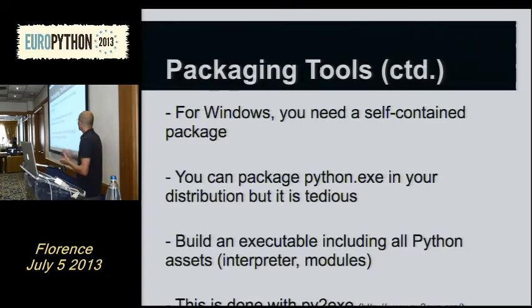For Windows, what you would need is a self-contained package, where you would put all the modules and assets regarding Python in a directory in some kind of container. You could build that by yourself manually, but it's a bit tedious, especially when there are already some tools that exist. There is a tool called Py2exe, which builds an executable from your Python assets. It will put all the interpreters plus the modules and so on, will compile the modules and will create a Windows executable that you can easily deploy and execute on Windows.